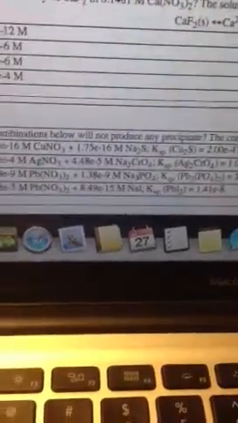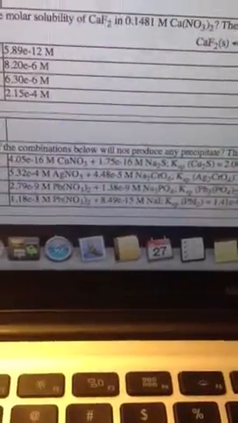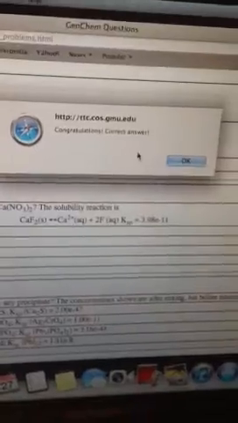So that's the last one. Negative 8, we calculated the concentration to be negative 17: negative 15 plus negative 3, taking into consideration the multiplication. So let's check the answer. And congratulations, that's the correct answer. So that's how you solve that problem.